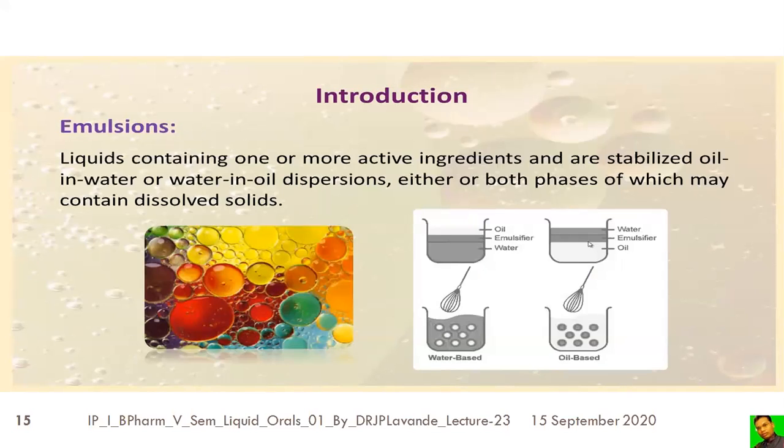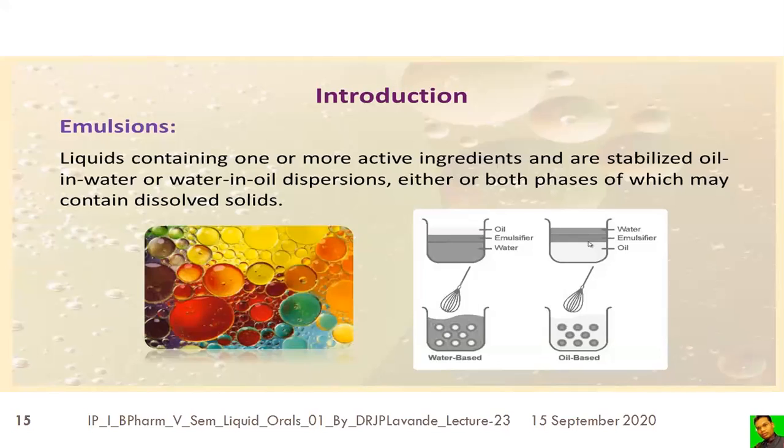These are liquid preparations containing one or more active ingredients, and are stabilized oil-in-water or water-in-oil dispersions, either or both phases of which may contain dissolved solids. So generally, emulsions are biphasic dosage forms. What are the two different phases? Both phases are of liquid type, right?